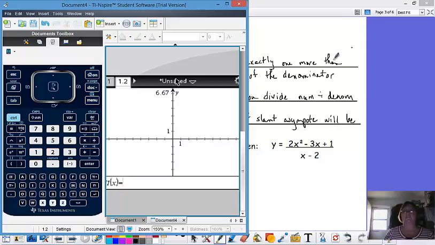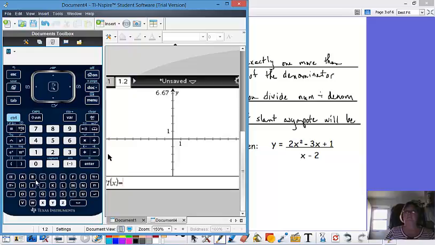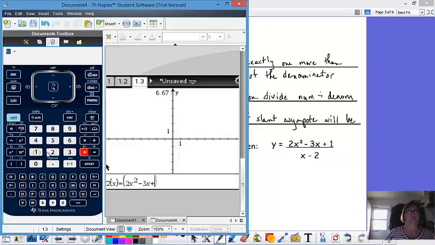So I'm going to head for the calculator, and I am going to put my function in, need parentheses on the top. Okay, let's get that function rule in there. So we need the quantity 2x squared minus 3x plus 1 divided by the quantity x minus 2. Right, so here's our function.